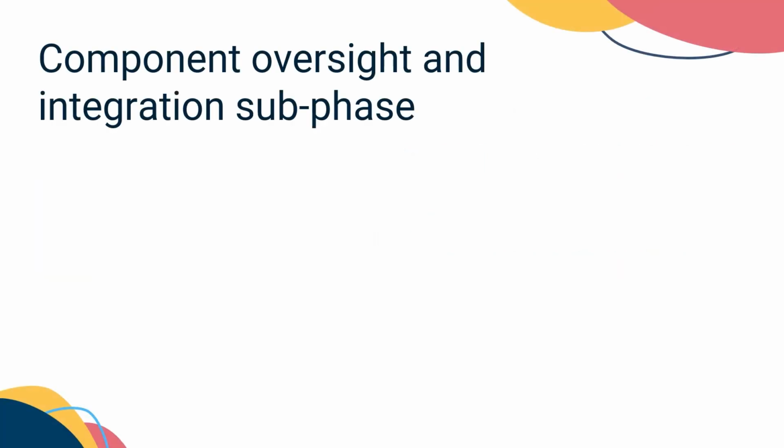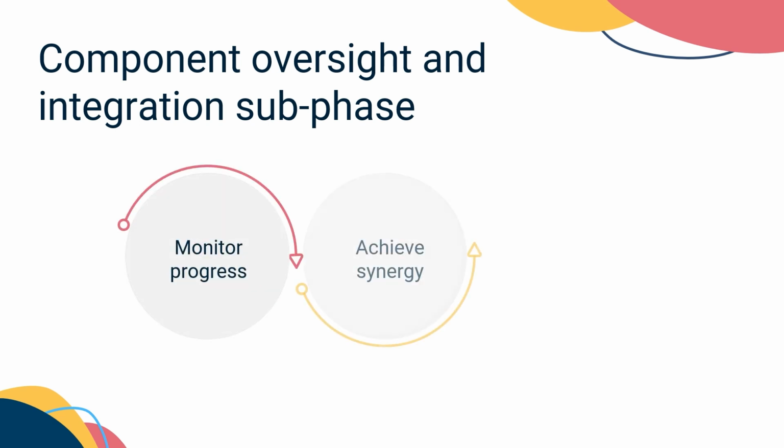The component oversight and integration subphase focuses on integrating and coordinating the components to achieve synergy and maximize overall program performance. This subphase involves the ongoing management, monitoring, and control of the program components to ensure they are delivering the intended benefits and progressing as planned.